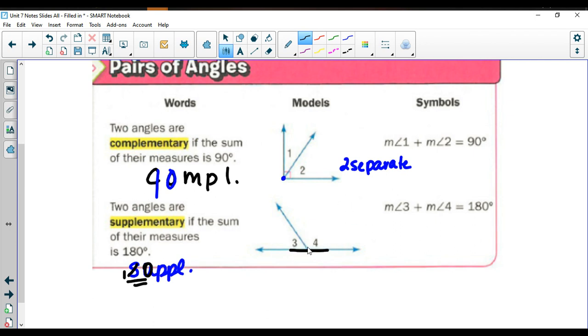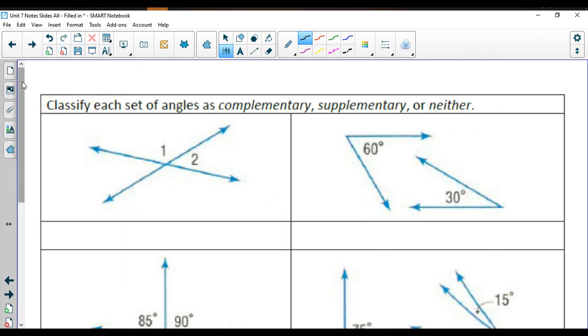So linear pairs are supplementary. This has a common vertex and also an adjacent side here. So you can have them together like this, or they can be two separate angles. But either way, they add up to be 180 if they're supplementary.